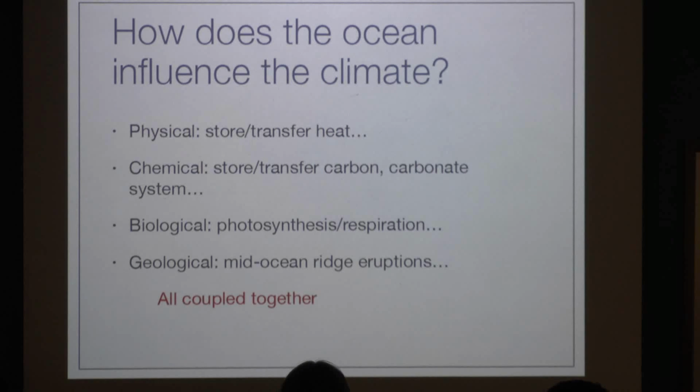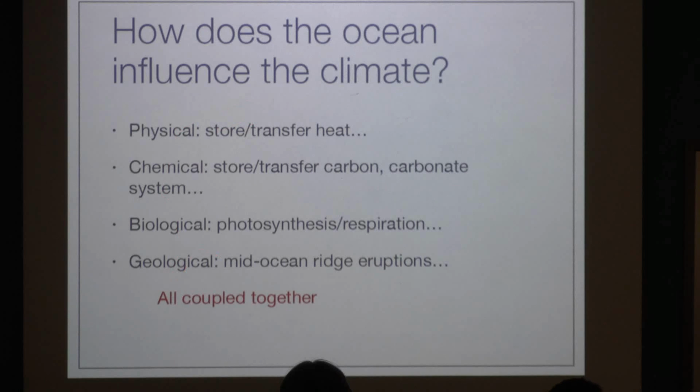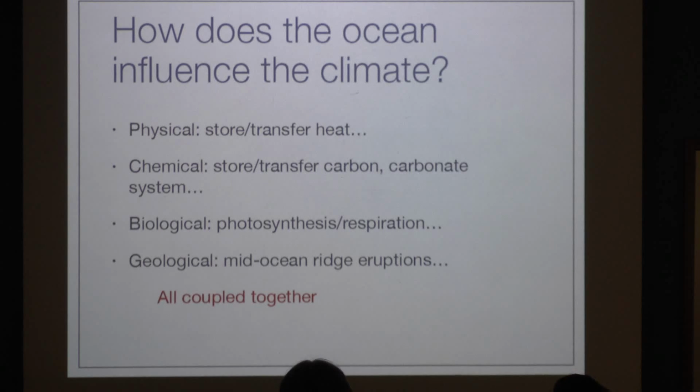So you can see the ocean really can affect the climate system in a number of different ways, and actually all those different ways are all coupled together. That means here the College of Marine Science is a great place to explore this very big, very important question, because we have experts on all these different disciplines.